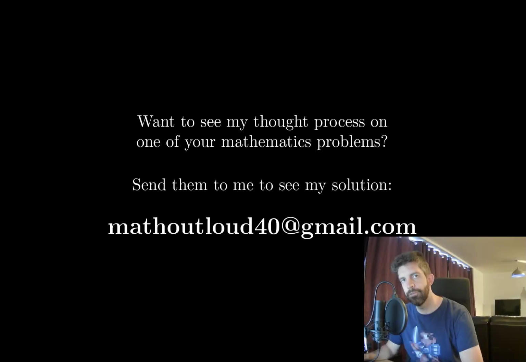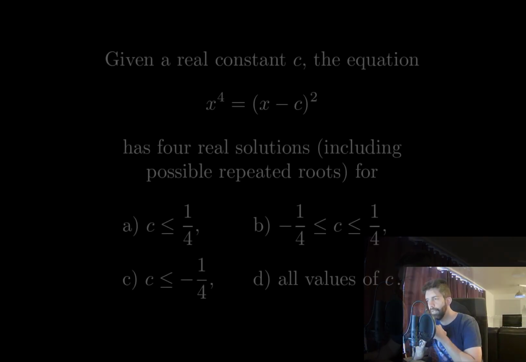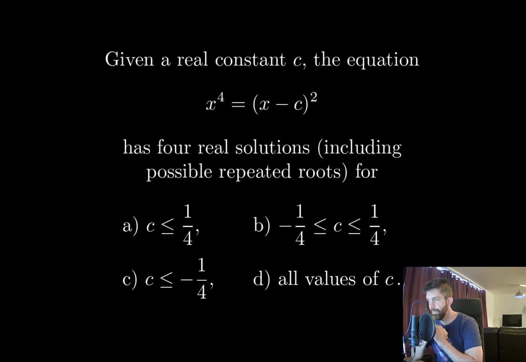Hello everyone, let's try and solve our next problem. Given a real constant c, the equation x to the 4 equals x minus c squared has 4 real roots, including possible repeated roots. For c less than or equal to a quarter, c greater than or equal to negative a quarter and less than or equal to a quarter, c less than or equal to a quarter, or all values of c.